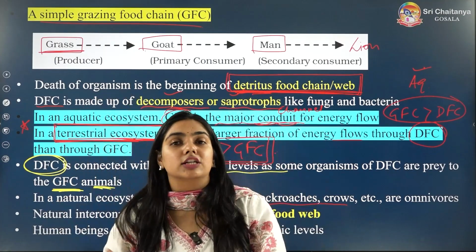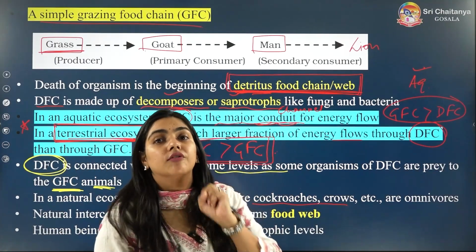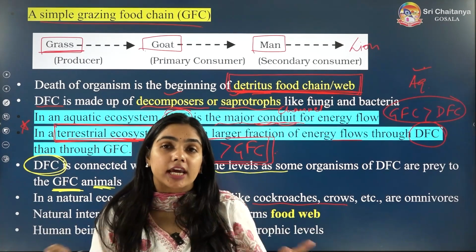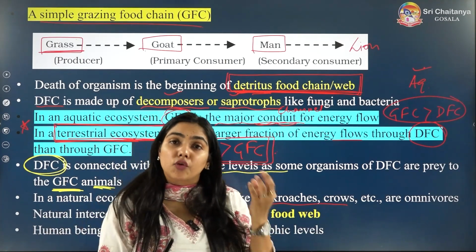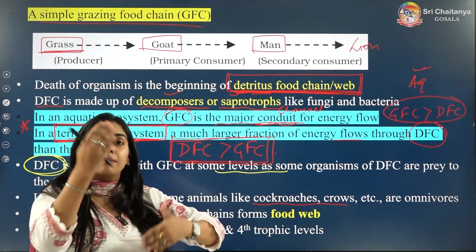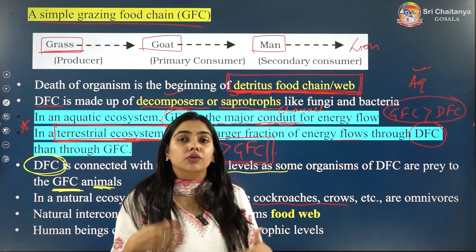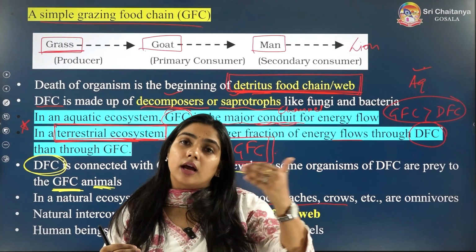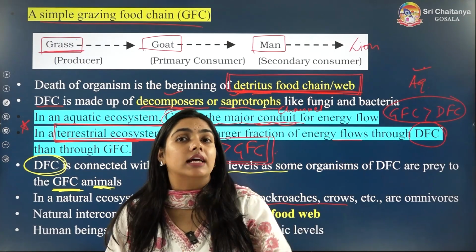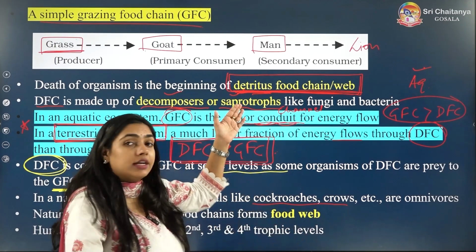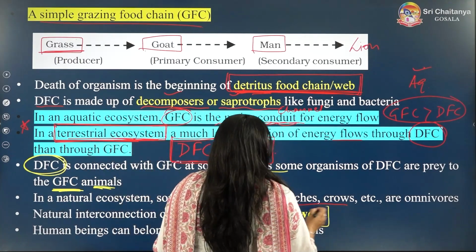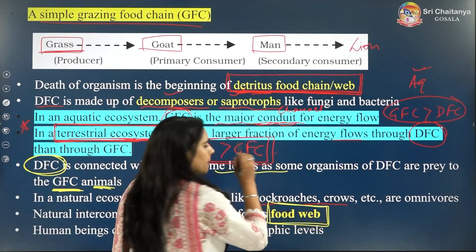And this interconnection is what makes the food web. In nature, simple food chains do not exist; only food webs exist, because of this interconnection. Some of the animals are omnivores also, so they come at different trophic levels as well. So different food chains can be connected, and that's how the food web is made.